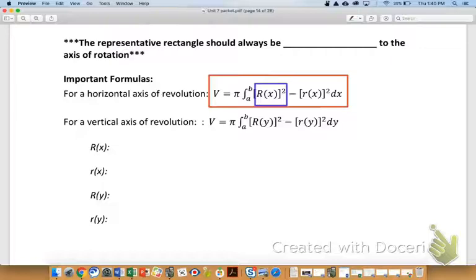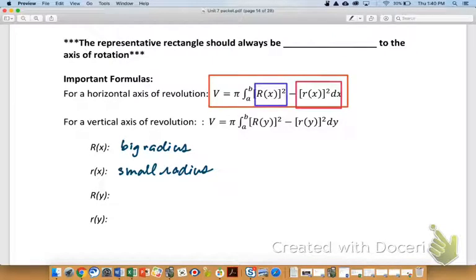And this red box is the smaller one. It's basically disk minus disk. That's really all it is. So as far as what these letters stand for, I would say that the capital R of x is the big radius. It's the one that reaches all the way to the outer edge of this solid. The small r of x would be the small radius that reaches to the inner surface of the solid. And I do have a good way of approaching this to avoid silly mistakes.